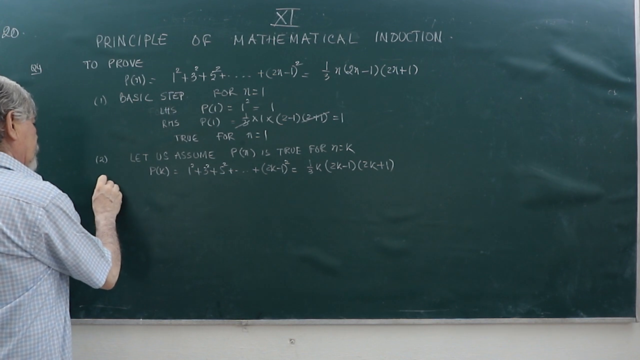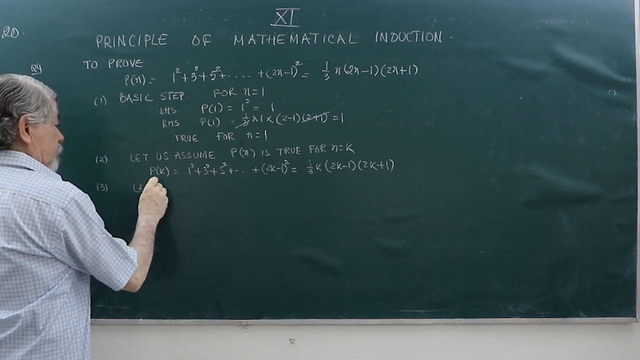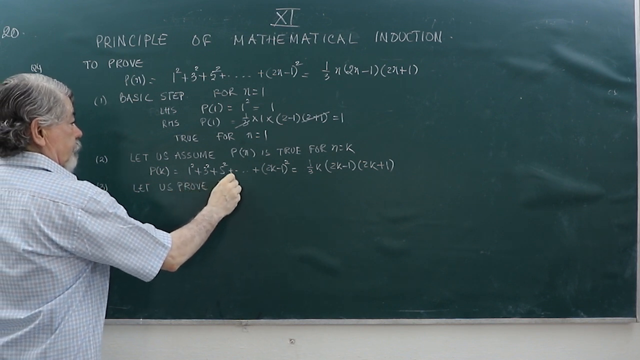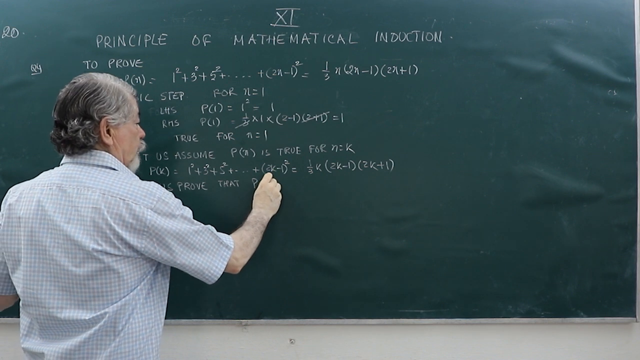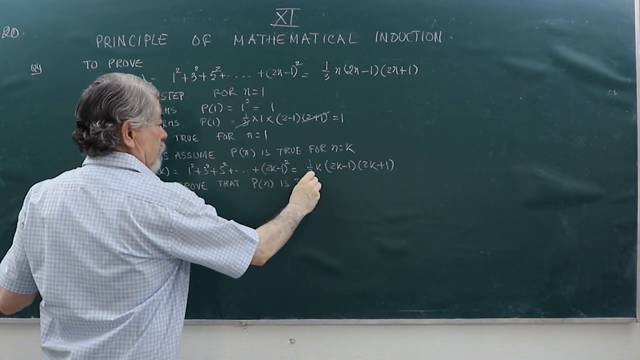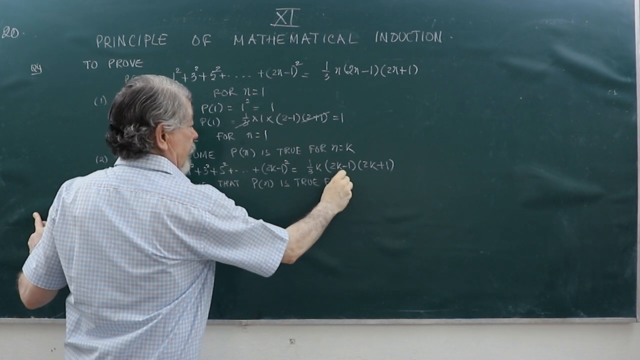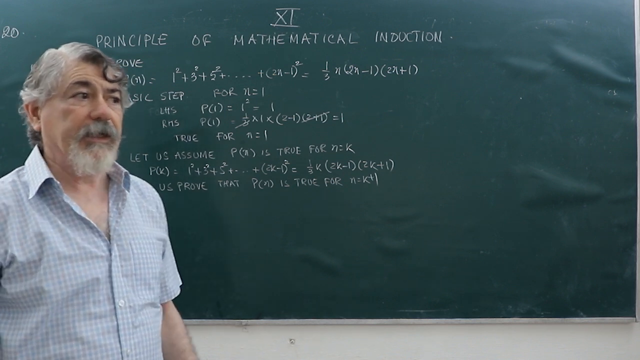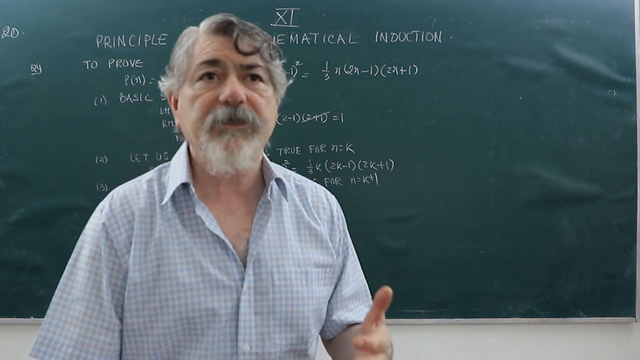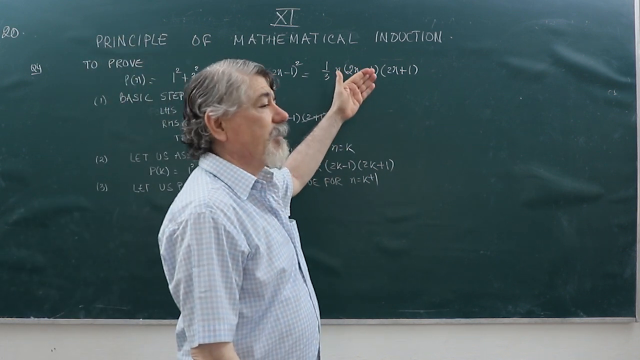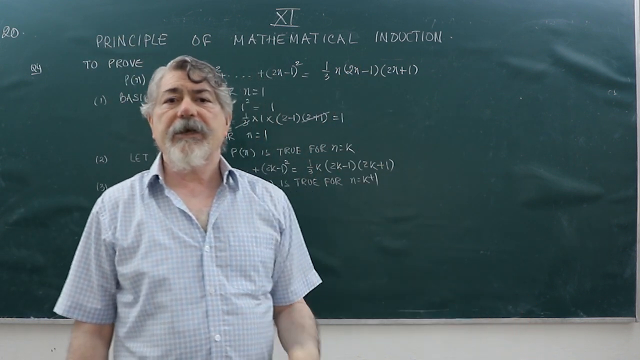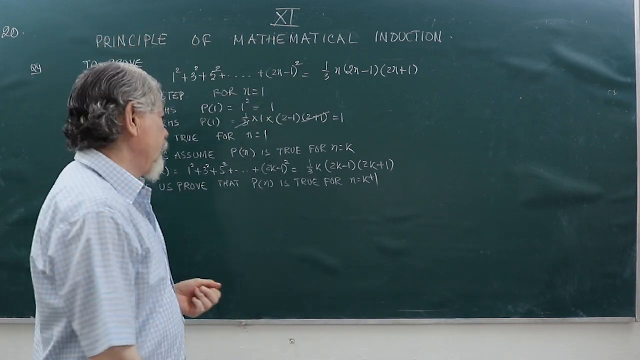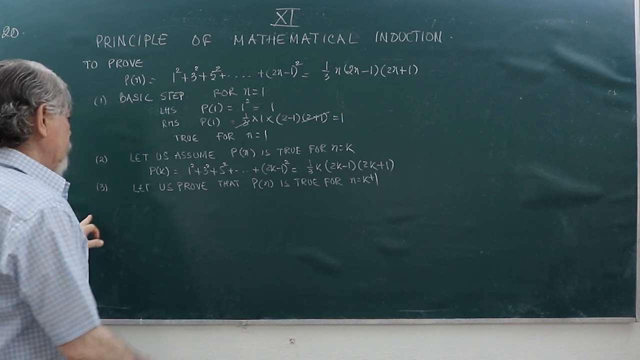Now let us prove that it is true for n equal to k plus 1. If I could prove it to be true for n equal to k plus 1, then I'll be able to say that it is true for n equal to 1, it is true for n equal to k, and it is true for n equal to k plus 1, and it is true for all n. Now let's see what we do.